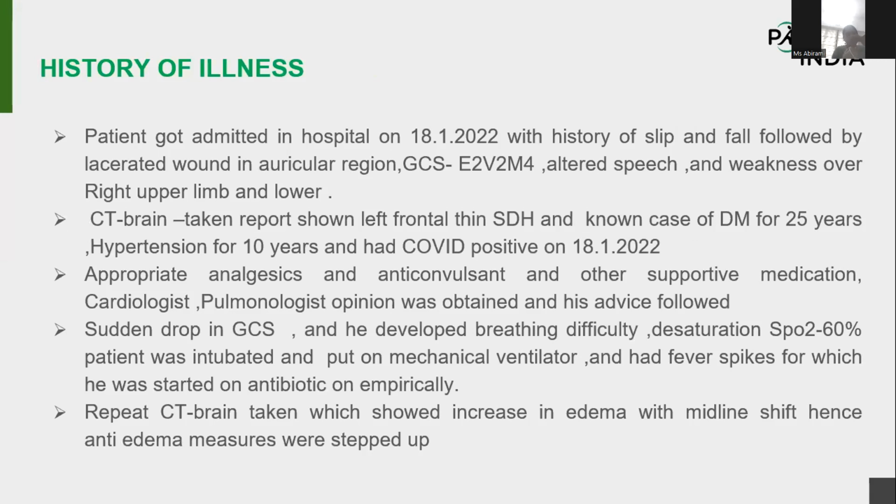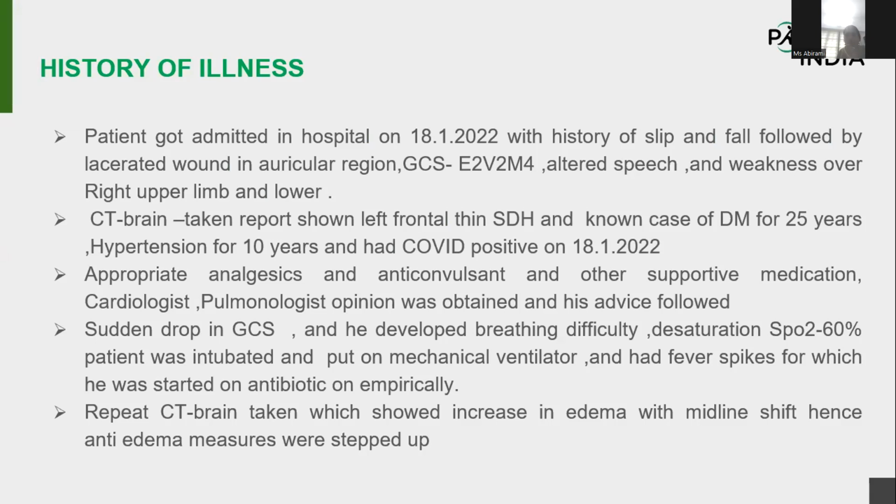Next slide. The history of illness: patient got admitted in hospital on 18/1/2022 with a history of slip and fall, followed by lacerated wound in the auricular region. GCS was E2, V2, M4, altered speech and weakness of right upper limb and lower limb. CT brain report showed left frontal thin subdural hemorrhage, known case of diabetes mellitus for 25 years, hypertension for 10 years, and COVID positive on 18/1/2022. Appropriate analgesics and anticonvulsants and other supportive medications were given.